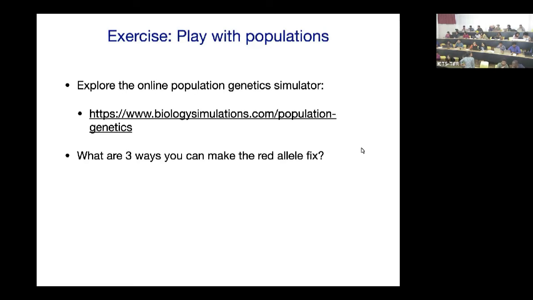Okay, anybody else? Somebody who's been very quiet so far? You know, I'm looking at you, yes. Increase the starting frequency. Yeah, good, right? So if you have a higher frequency to begin with, you're more likely to go to fixation, even in a relatively smaller population size.